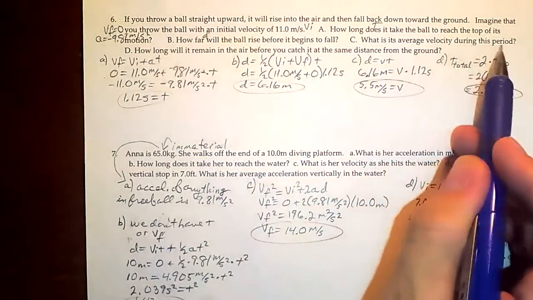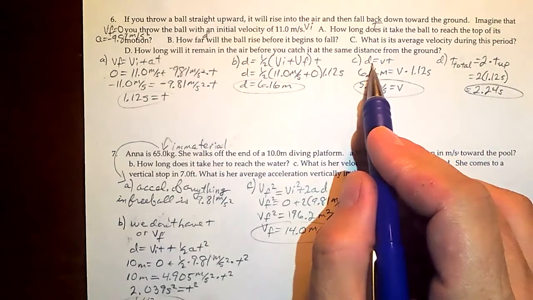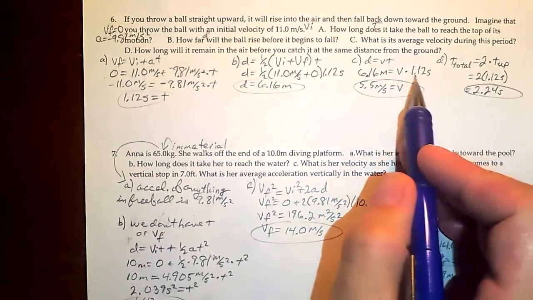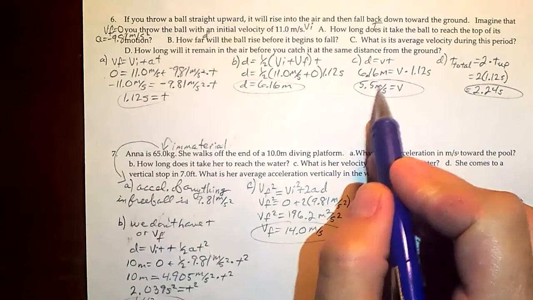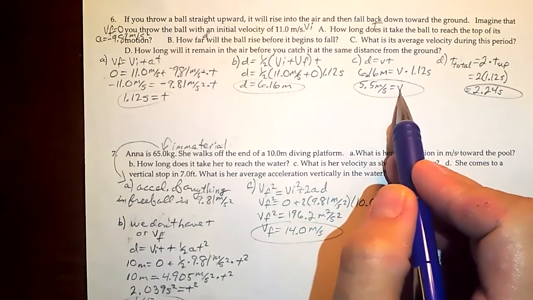What's the average velocity during this period? Well, the average velocity will be really easy if you know the overall distance, the overall time, and we do. And then we can just divide under, and the units do not cancel out. Meters per second is the correct units for overall velocity.